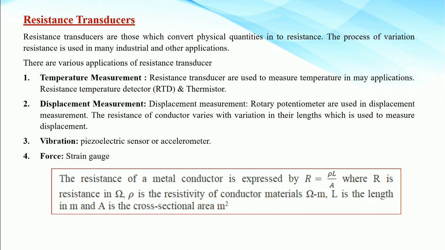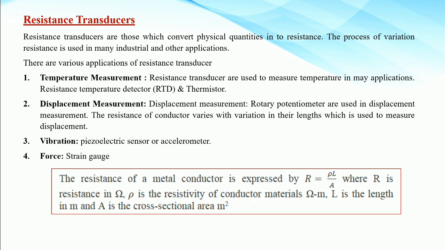Now, the resistance transducer works on the method of transforming physical quantities to resistance. The process of variation of resistance is used in many industrial and other applications, like temperature measurement, displacement measurement, vibration and force. So there are different applications where this transformation occurs, and this type of resistance transducer works.